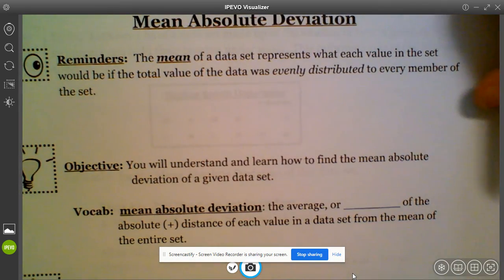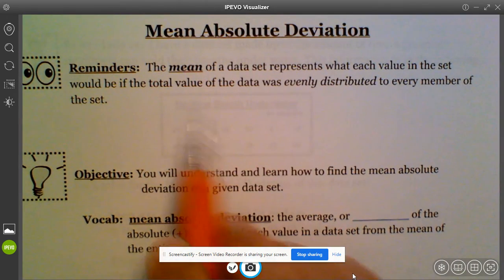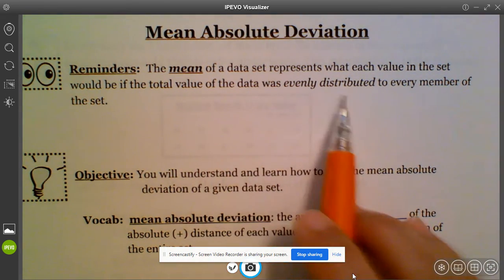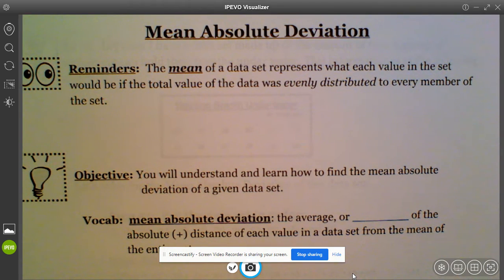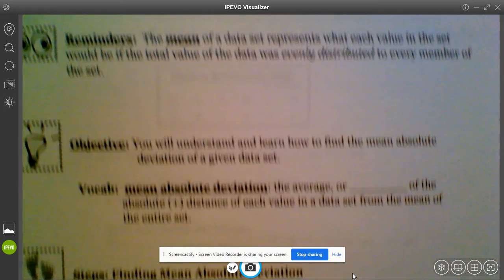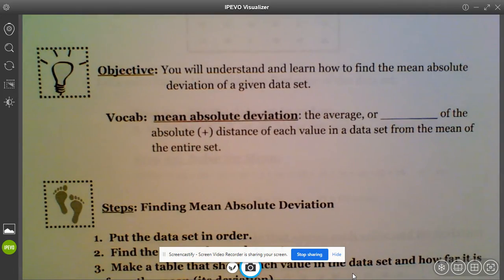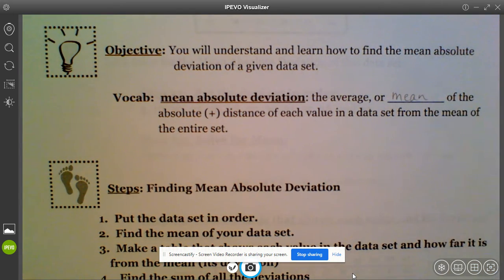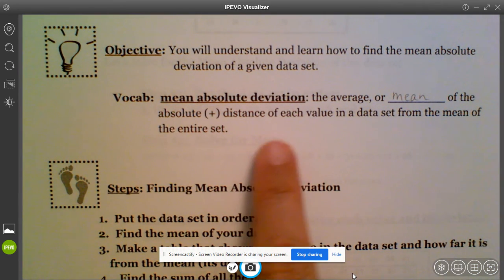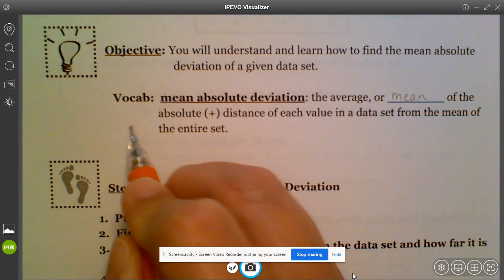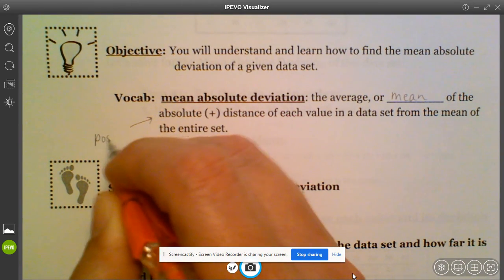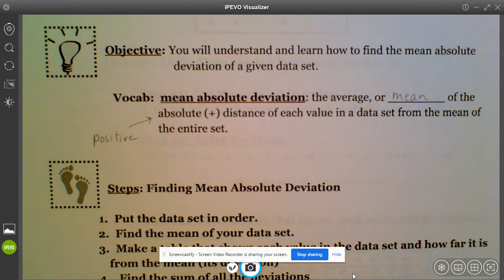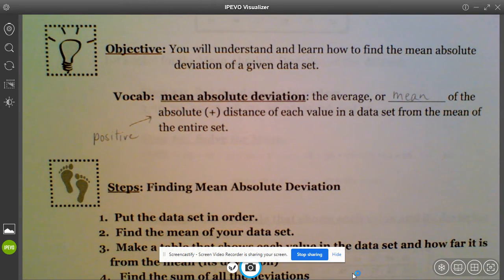So let's talk about mean absolute deviation. Please remember that the mean of a data set represents what each value would be if you evenly distributed every number, okay? The objective here is to find the mean absolute deviation. The mean absolute deviation is the average or the mean of the absolute distance of each value, okay? When we say absolute, we're talking about the positive value. Whether you're 5 above or 5 below, you're still 5 away. So keep that in mind.